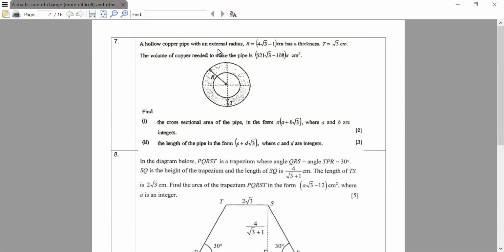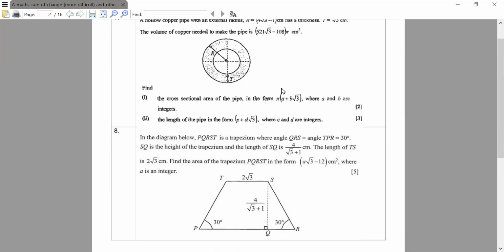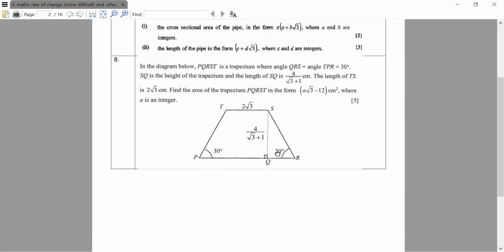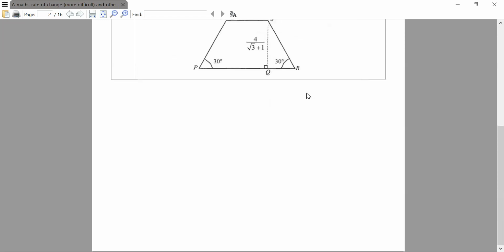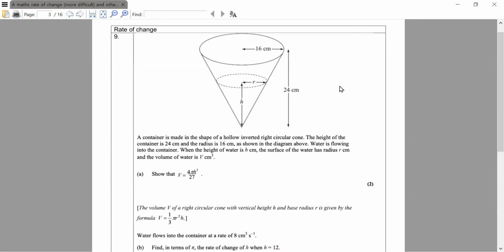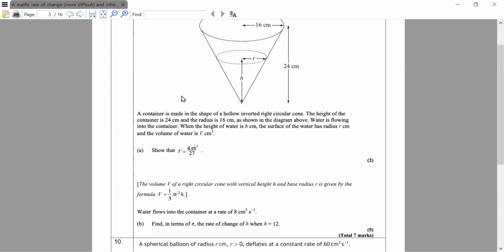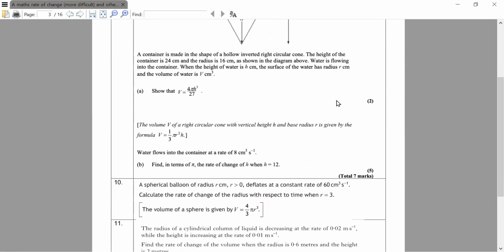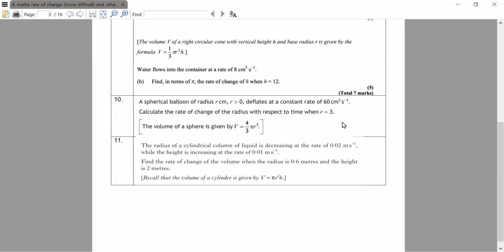Hollow copper pipe. What's the volume of the pipe? As an outer circle, as an inner circle, you need to subtract, then you can get the surface area, cross-sectional area. Sometimes you got trapeziums as well, 30-degree triangle. That reminds you of the 30, 60, 90 triangle. You got surds involved as well. You find the area of the trapezium. What else? You got the standard cone question. You need to draw your similar triangles, r over h, 16 over 24, that kind of thing. Make r the subject, make h the subject. Only one single variable. Sometimes you got spheres.